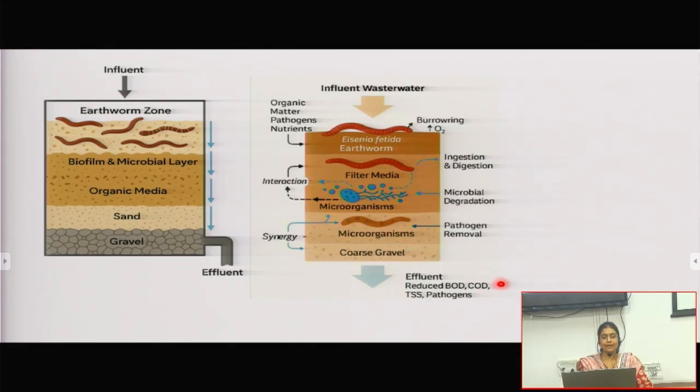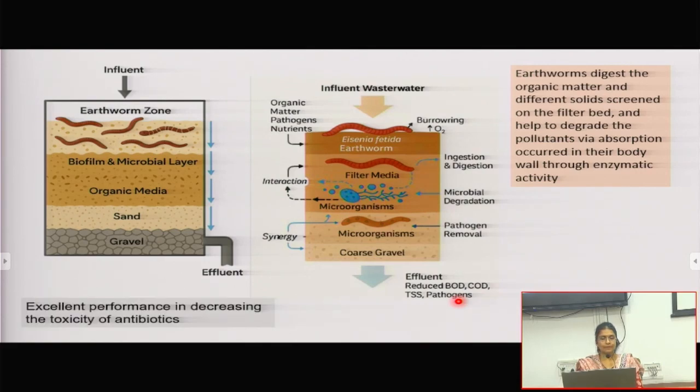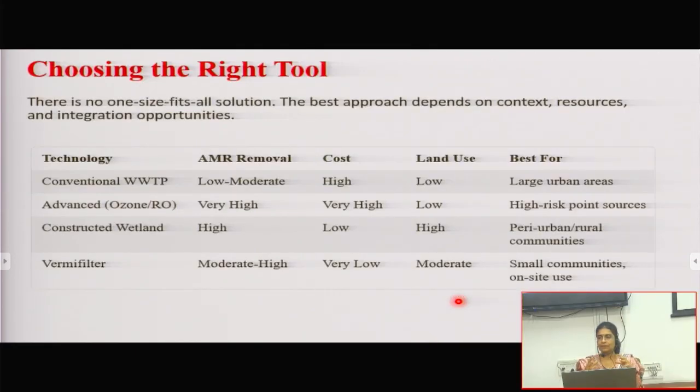Again, here, it's not specifically mentioning ARG, because when you go into that and do an experiment, you finally look at the total count of the pathogens. Earthworms digest the organic matter and different solids screened on the filter bed and help to degrade the pollutants via absorption in the body wall through enzymatic activity. And this is excellent performance in decreasing the toxicity of antibiotics. So this is sort of taking care to remove that stressor from the environment. So these are pretty much the options which we have.